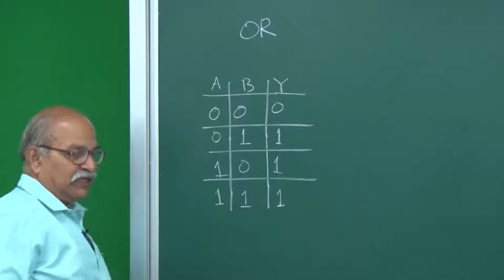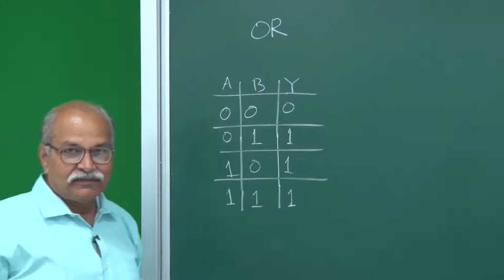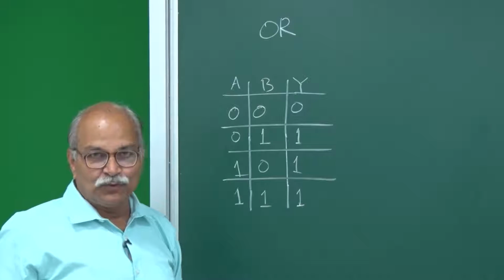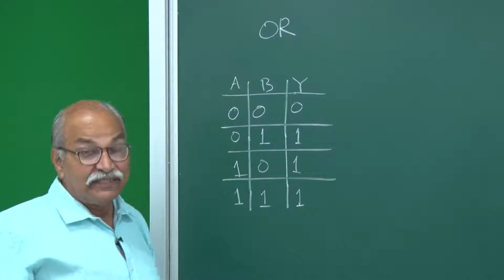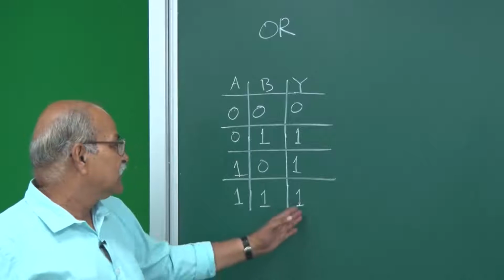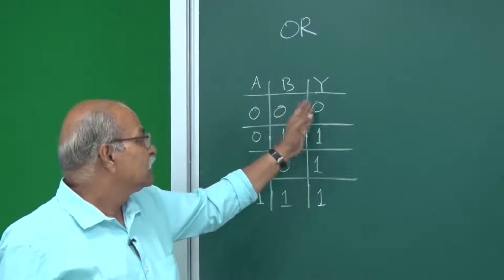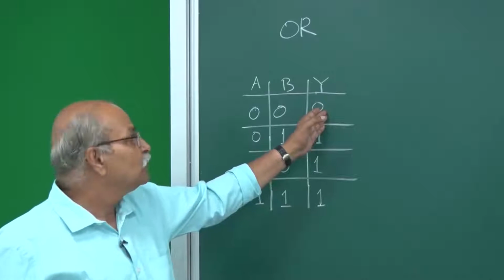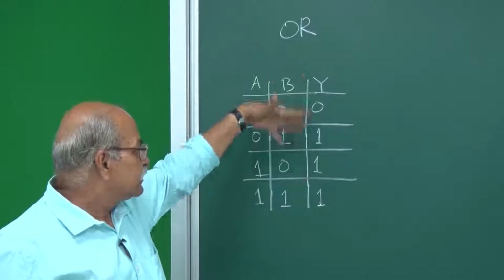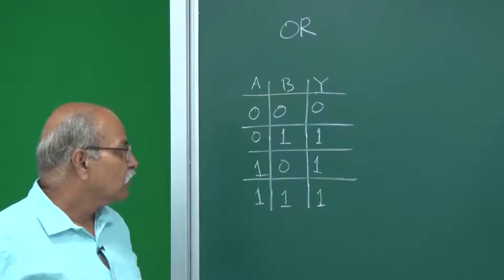So if A or B, at least one of these two, both is okay, is high, then the output is high. Only if both of them are 0, then it is 0. So that is known as OR, and this is the truth table for OR.